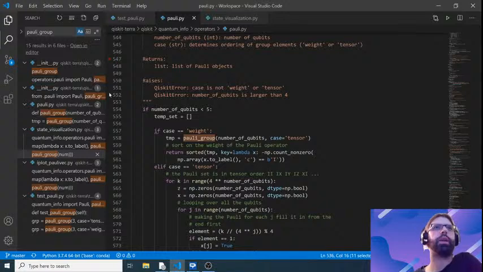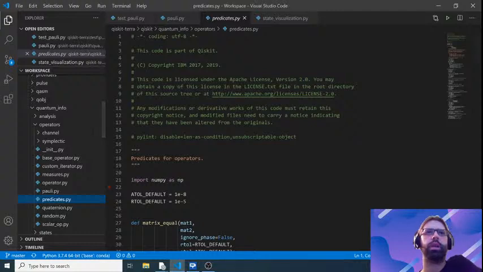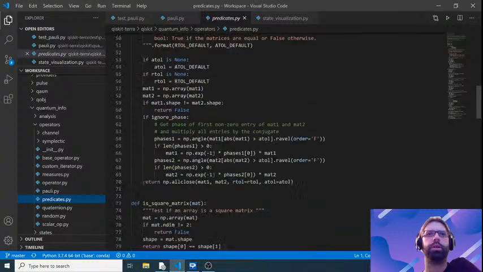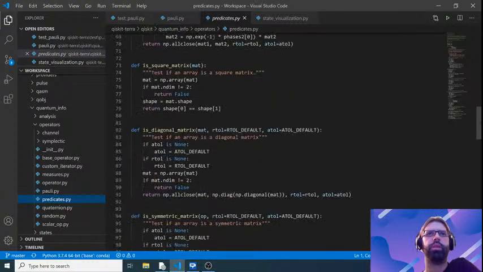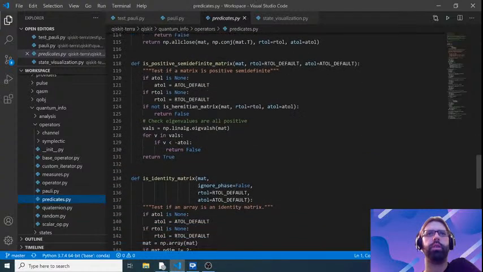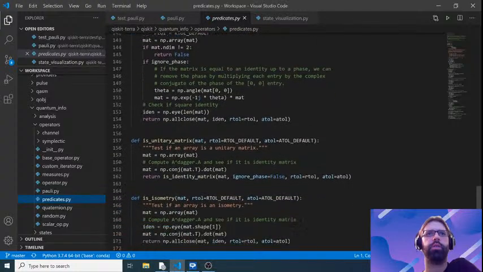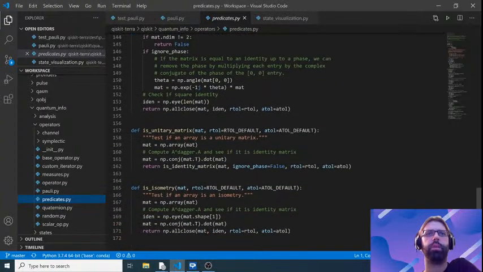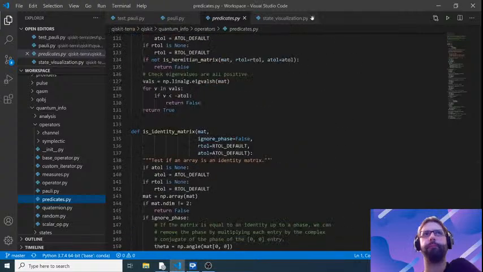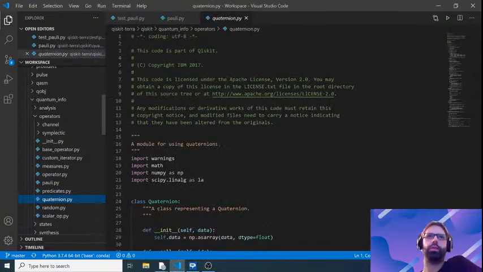So back here, Pauli predicates, predicates for operators. What are these predicates? Matrix equal, is square matrix, is diagonal matrix, is symmetric, is Hermitian, is positive. So these are all a bunch of utilities for doing fancy stuff. Is unitary matrix, is isometry. Okay. There's something to deal with quaternions. Using quaternions, okay.